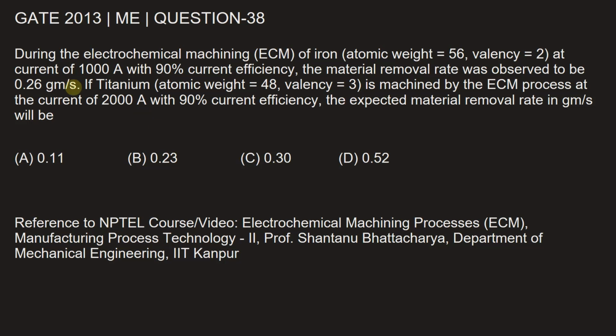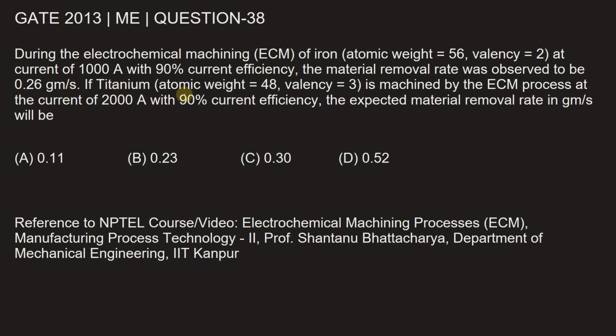This question is from GATE 2013 Mechanical Engineering paper, question number 38. During the electrochemical machining (ECM) of iron having atomic weight 56, valency 2, at a current of 1000 ampere with 90% current efficiency, the material removal rate was observed to be 0.26 grams per second.